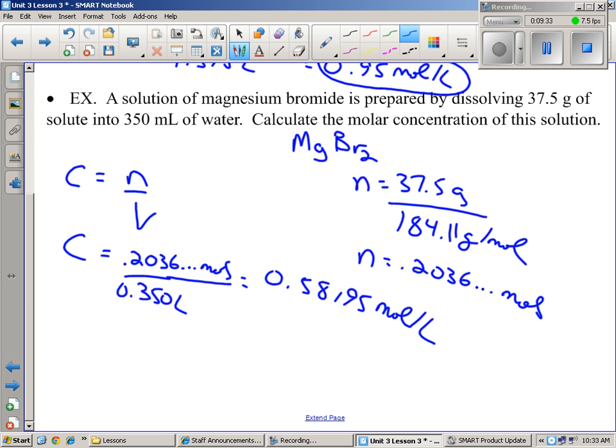We look at significant digits. Okay, 37.5 is 3. 350, 3. Divide. That's what we should have in our answer. Yep. What's that? Sorry.